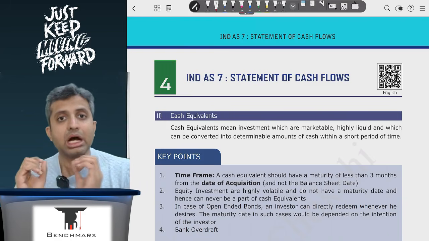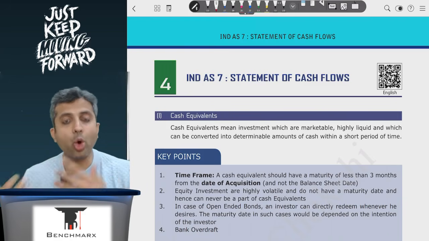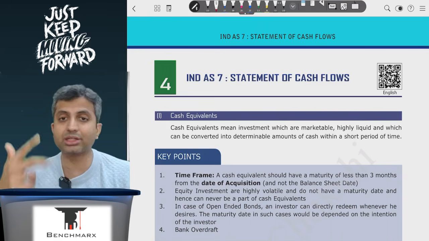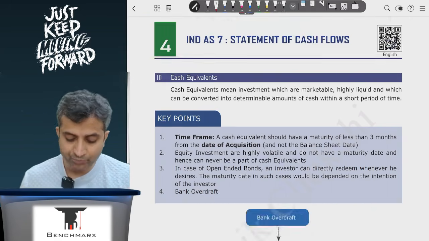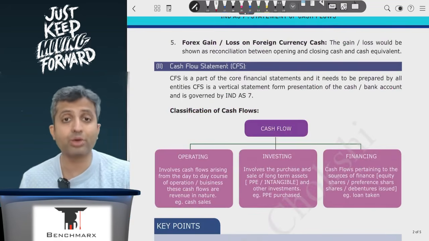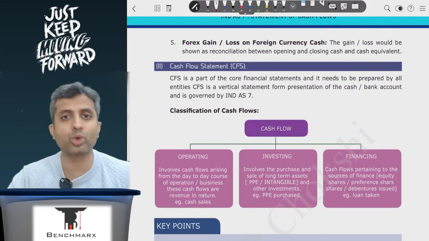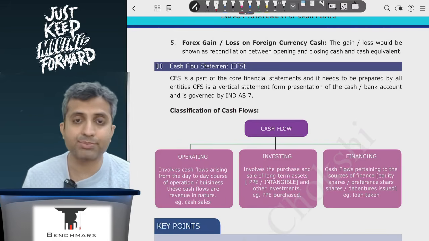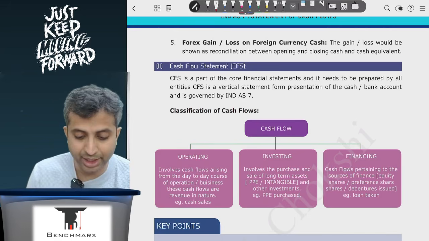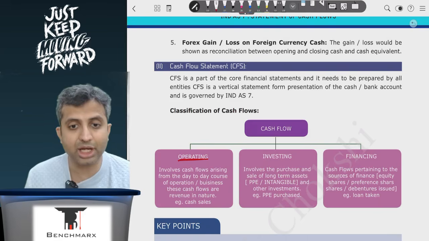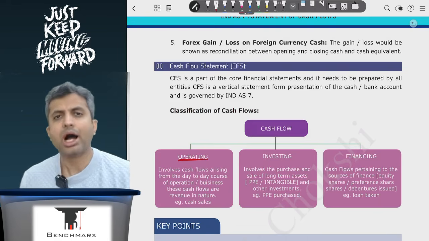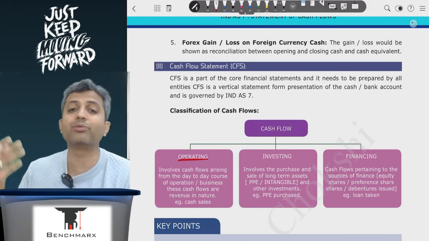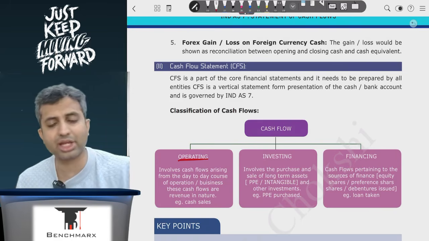It presents a statement by dividing all your cash flows into three major categories: first is operating, second is investing, third is financing. What does each of these mean? Operating cash flows are cash flows which arise in the day-to-day course of your business. Let's say collection from debtors, payment to suppliers, salaries paid, advertisement expenses paid, rent paid. All of these which are linked to operations are going to go into cash flow from operating. Again, taxes paid which are connected to these operating activities, like taxes under the head of PGBP, will, for example, go under cash flow from operating.